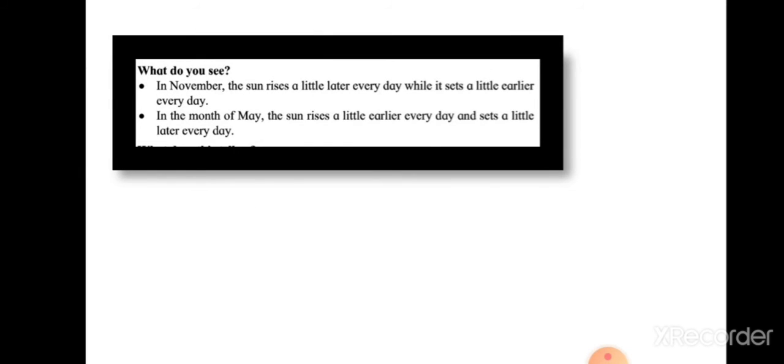What do you see in November? The sun rises a little later every day, while it sets a little earlier every day. In the month of May, the sun rises a little earlier every day and sets a little later every day.